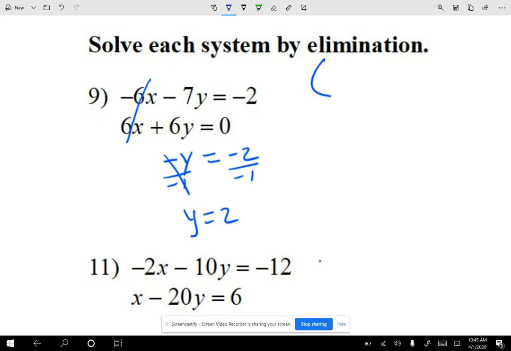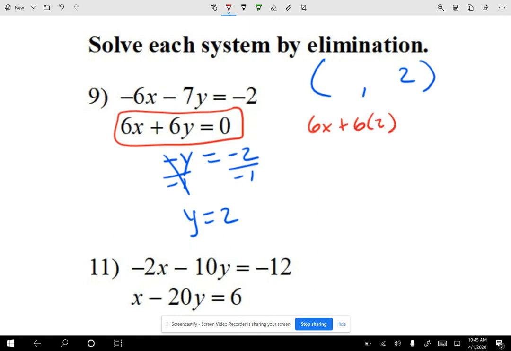I know half of my answer. The y value is 2. I need to find out the x value. Now for my x value, I'm going to use any of my original equations. Let me use this one just to choose one. So I have that 6x plus 6 times 2, because I know y equals 2, is equal to 0. Notice I copy the same equation, it's just that I replace the value of y with 2. So I have that 6x plus 12 is equal to 0.